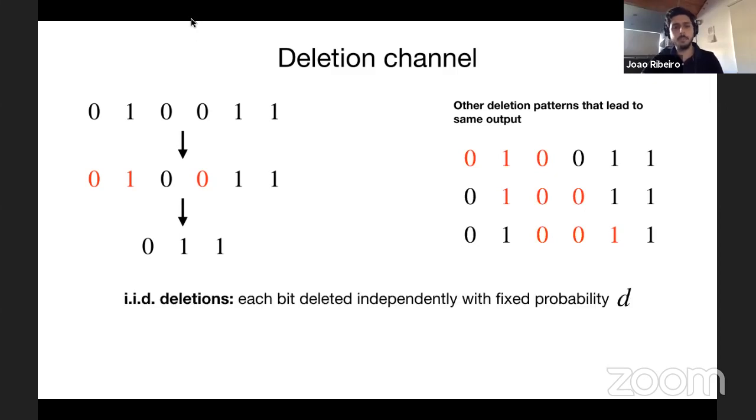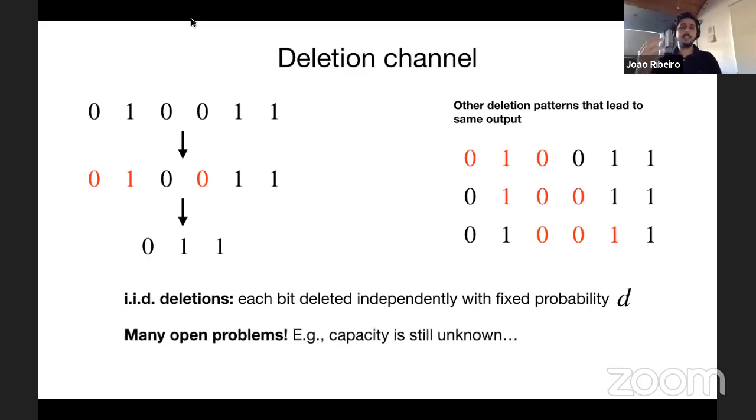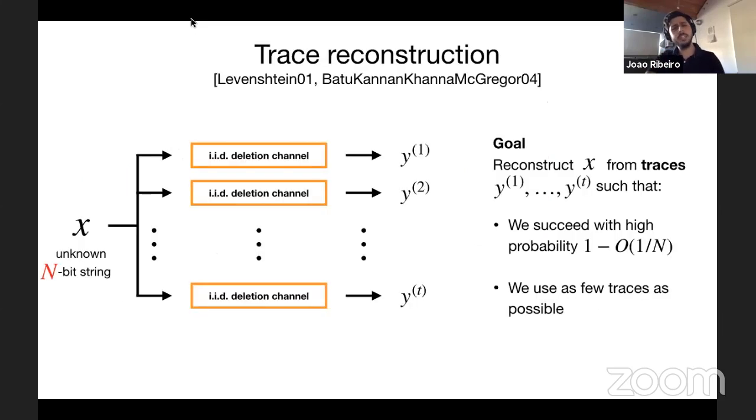We're going to care mostly about IID deletions, which means that when you send a bit to the deletion channel, it's independently deleted with some fixed probability. Like I said, deletions are hard to handle, and there are a lot of open problems regarding the deletion channel, even basic ones like finding its capacity. We're not going to be dealing directly with the deletion channel. We're going to be talking about trace reconstruction over the deletion channel, which was introduced in the early 2000s.